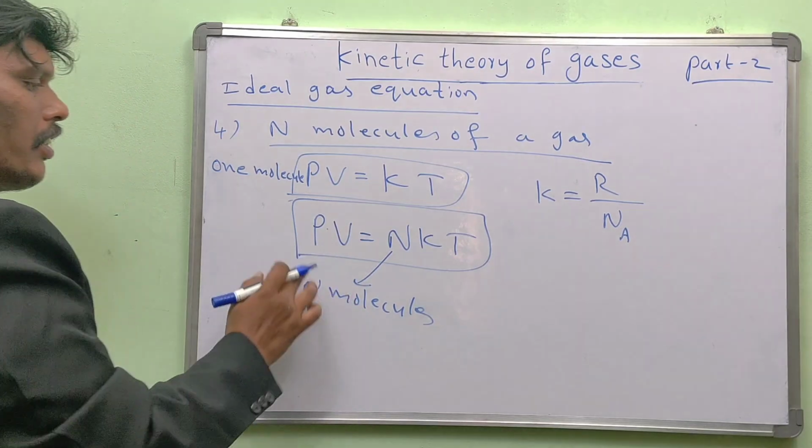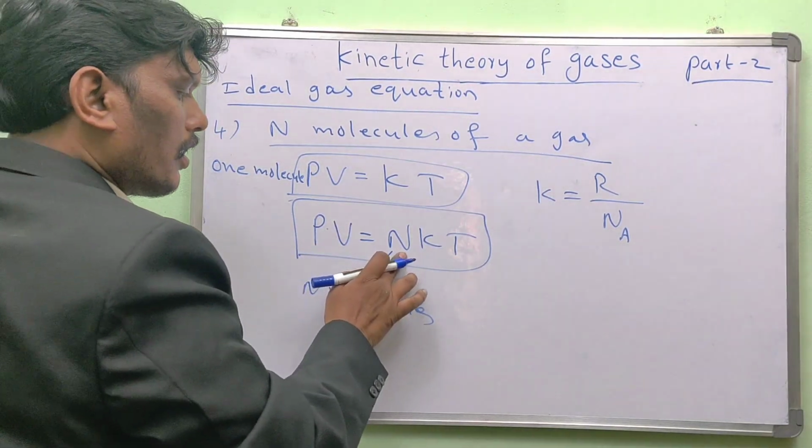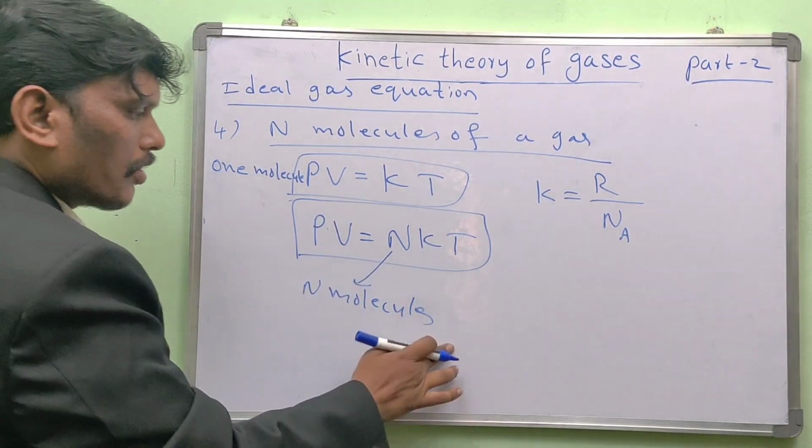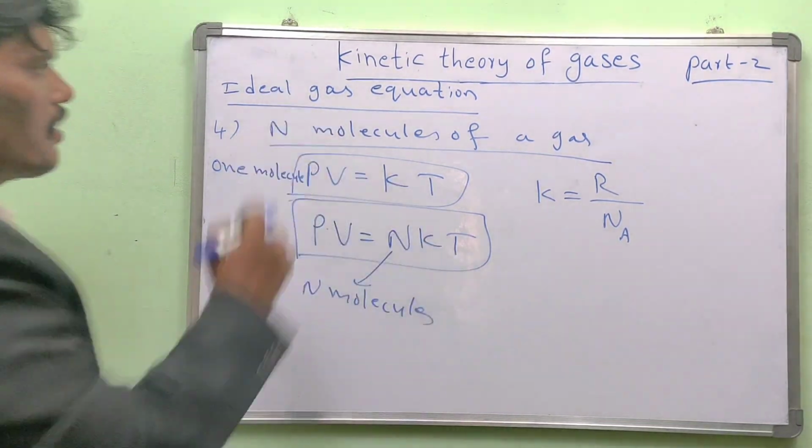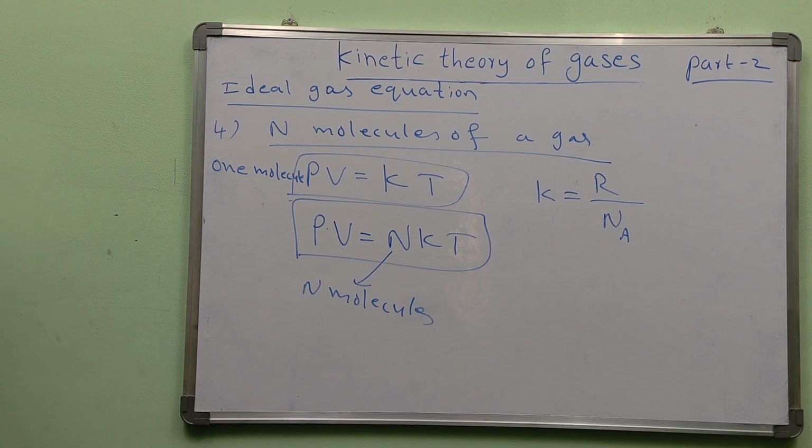This is the ideal gas equation for n molecules. Here P is pressure, V is volume, n is the number of molecules, K is the Boltzmann constant, and T is the absolute temperature. This is the ideal gas equation for n molecules.